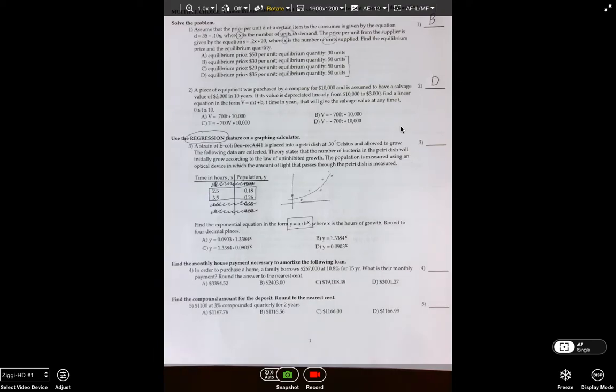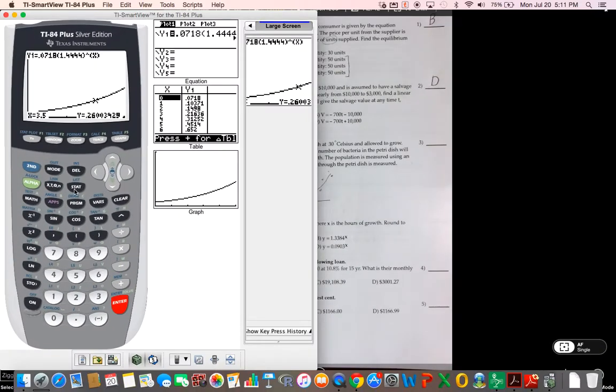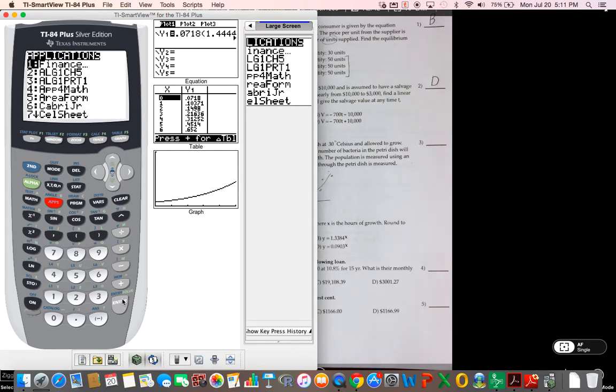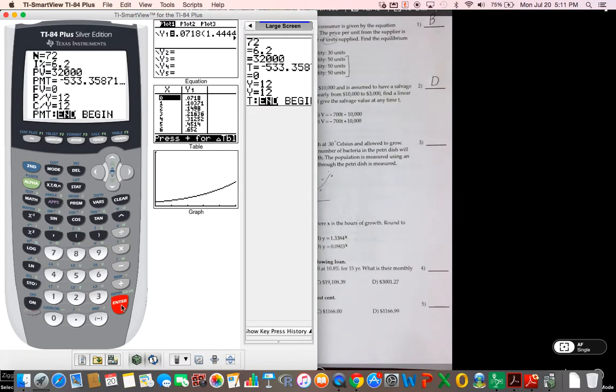I will bet that most of you, when you started this class, couldn't have done this. You couldn't have calculated a payment. I'm betting that each and every one of you now can calculate a payment. So, guys, it's easy. Apps, finance, TVM solver. So they are wanting a 15-year. They're wanting to make monthly payments.